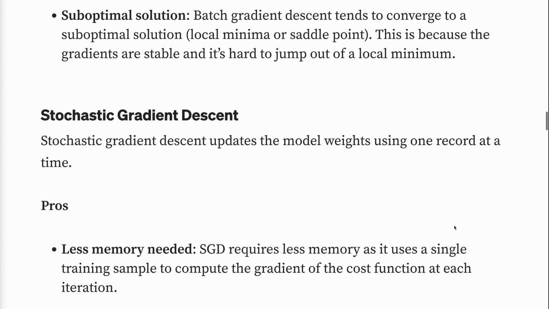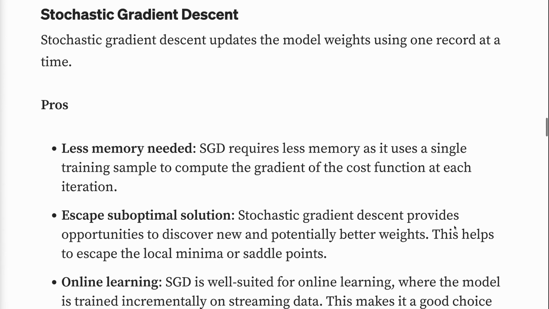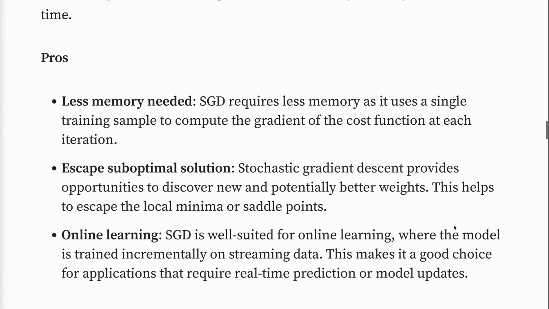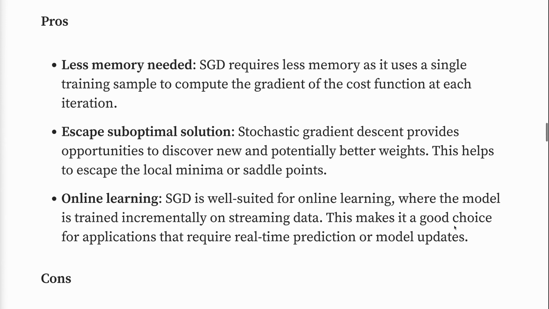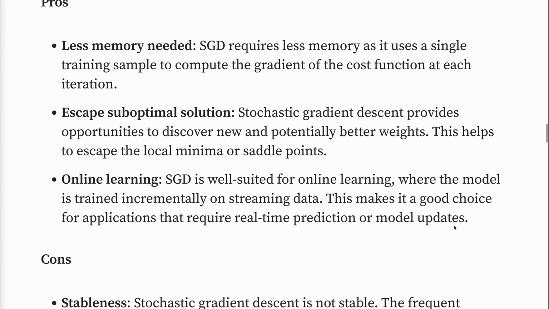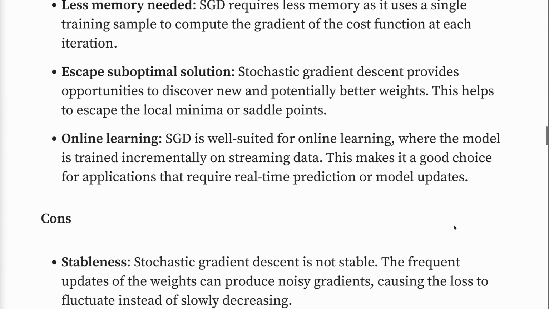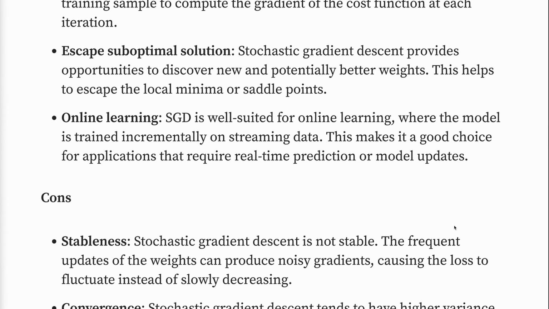Stochastic gradient descent updates the model weights using one record at a time. The pros of stochastic gradient descent include: 1. Less memory needed. SGD requires less memory as it uses a single training sample to compute the gradient of the cost function at each iteration. 2. Escape suboptimal solution. Stochastic gradient descent provides opportunities to discover new and potentially better weights. This helps to escape the local minima or saddle points.